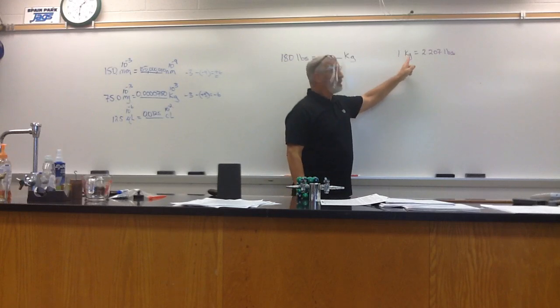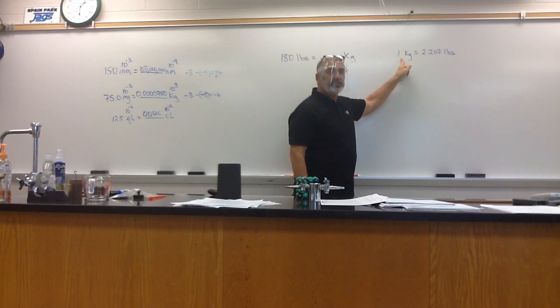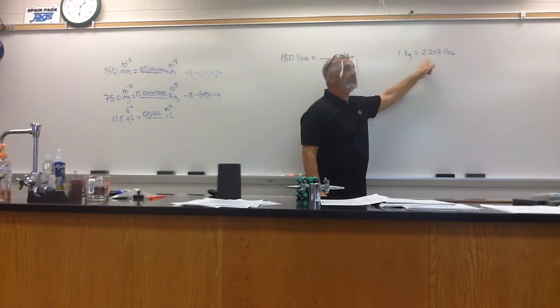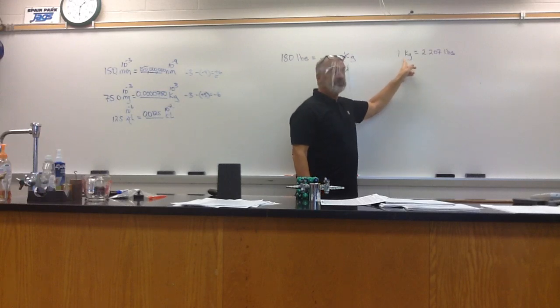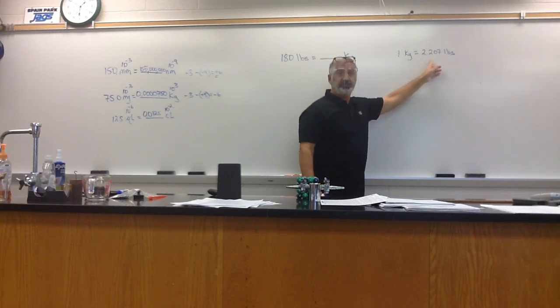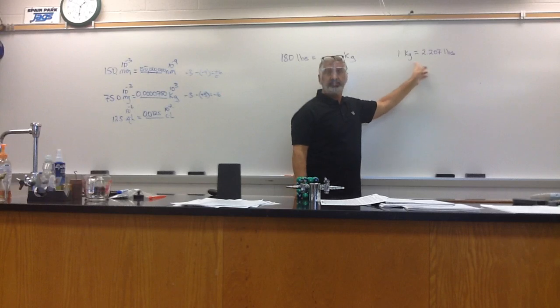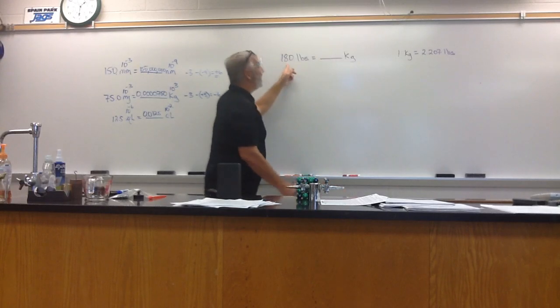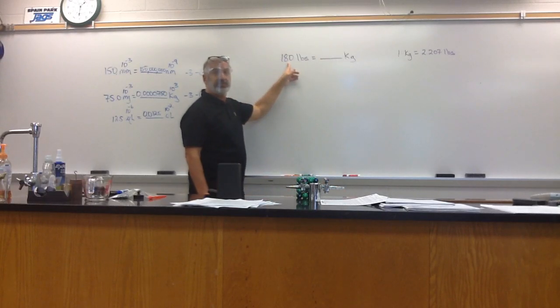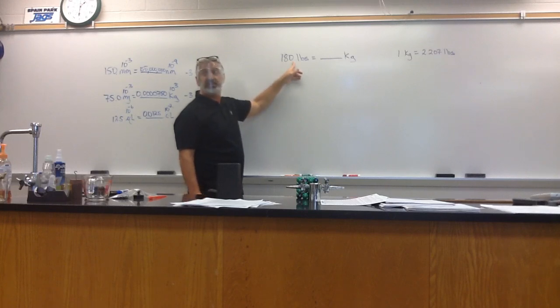sig figs. Exactly 1 kilogram is approximately 2.207 pounds. Okay? The 1 is exact. So this is a 4 sig fig thing. You don't count the 1 when you're doing your conversion. 180 is how many sig figs? 2. That's 0. There's no decimal point, so that's a 0 of a big number, so it's a placeholder. If I put the decimal point there, then it's going to be 3.